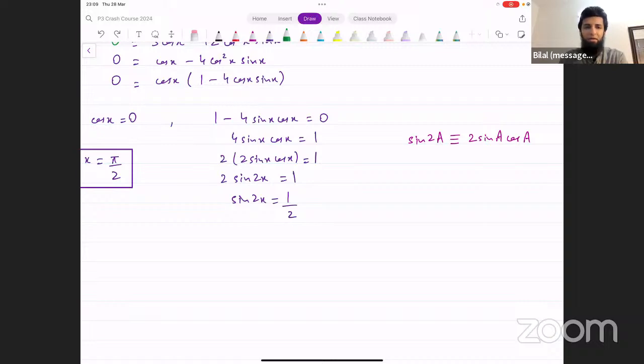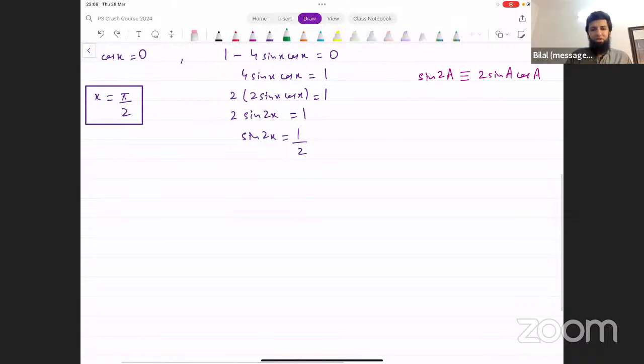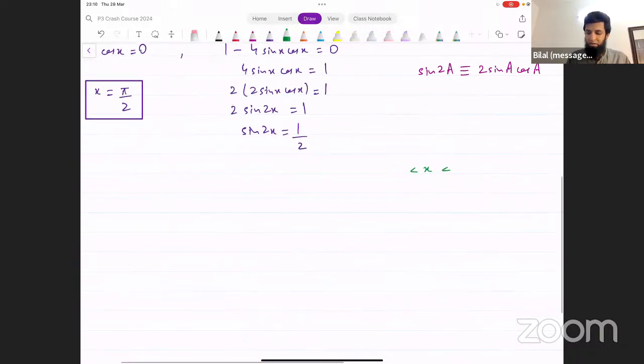And there's only one angle, right? 2x. Now we can solve it. You can use substitution here if you want, or you can do it without substitution as well, however you want to do it. Remember, you have to adjust the interval. What's the interval that you're given for x? The interval given for x is 0 to pi.